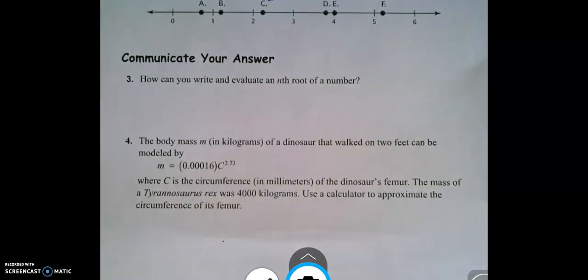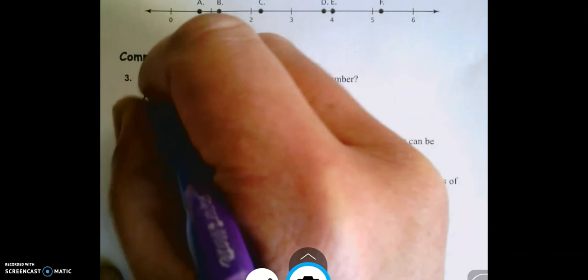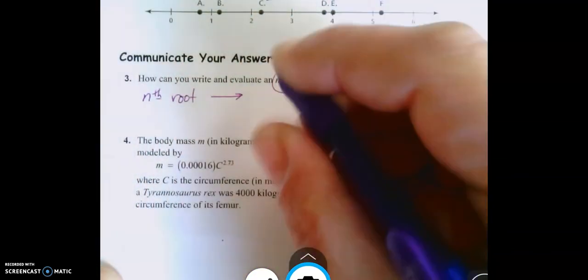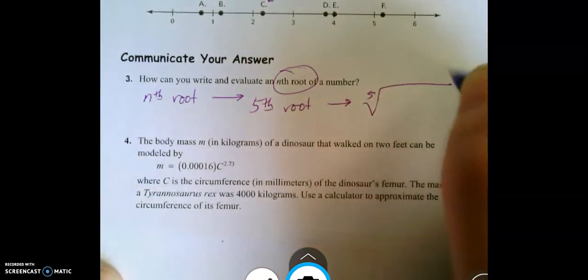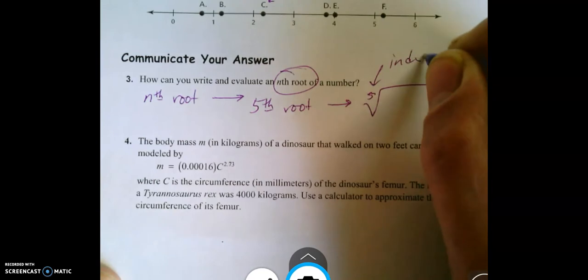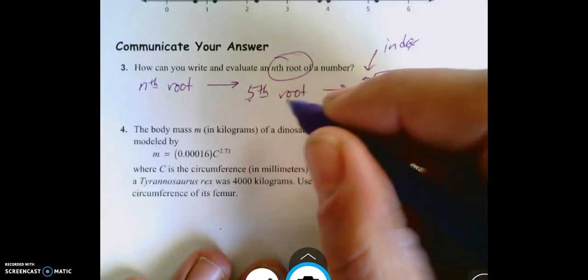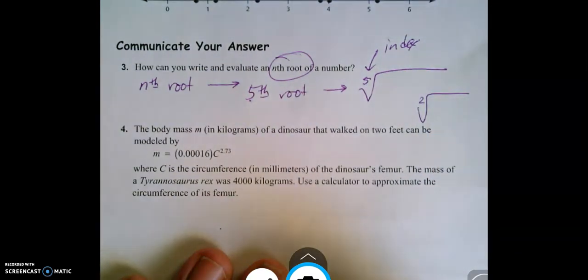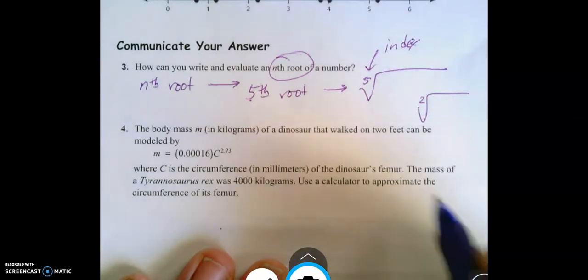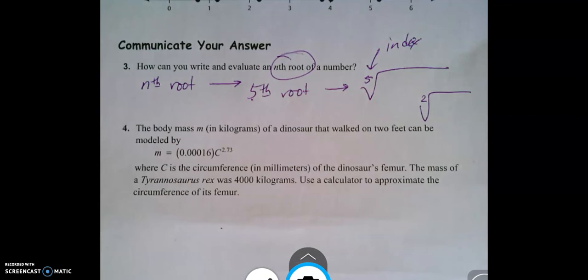Alright. How can you write and calculate the nth root? So nth root, what the heck does that mean? What I mean is, if it's a fifth root, that's what we call the index. So if it's the fifth root, 5 is the index. If it's the third root, 3 is the index. And when it's the square root, we don't write it, but 2 is the index. Okay, so that's called the index, and if they want a fifth root, that tells you the index you're using on the calculator.